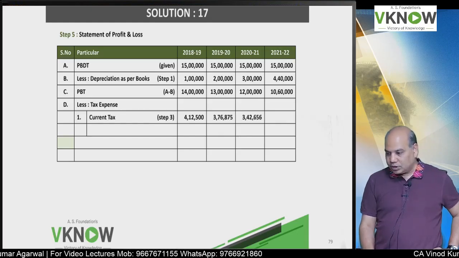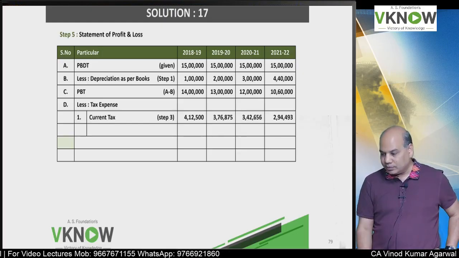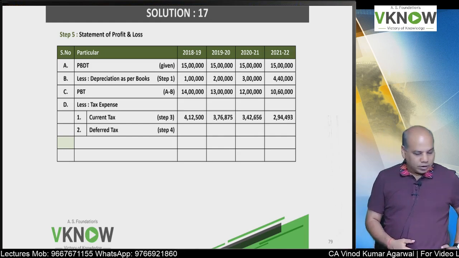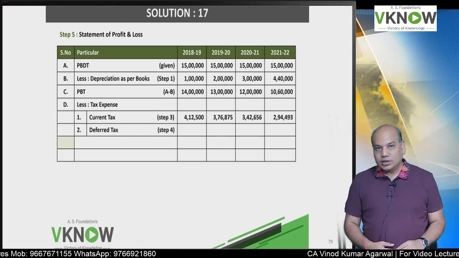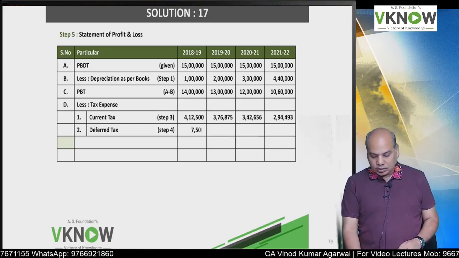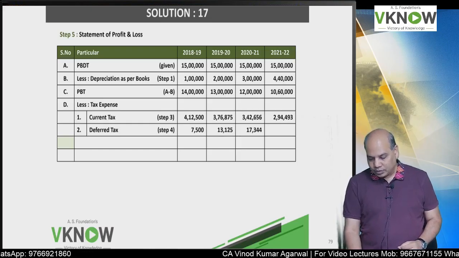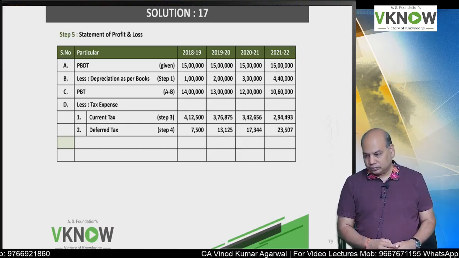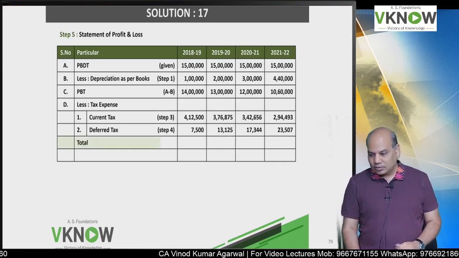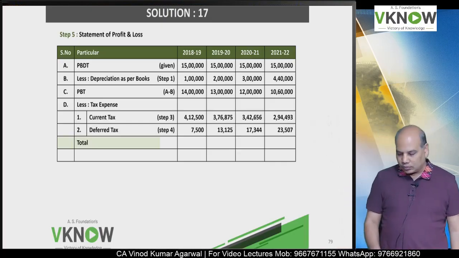4,12,500, 376,875, 342,656, 294,493. Then you write deferred tax. Deferred tax, step 4, last line. Last line of step 4, charge to P&L account. 7500, 13125, 17344, 23507. Total tax expense. Add current tax plus deferred tax.